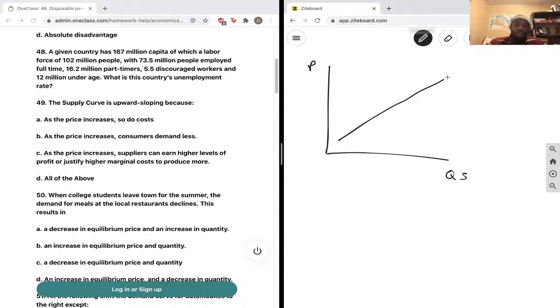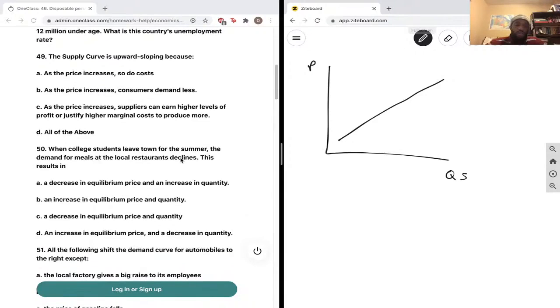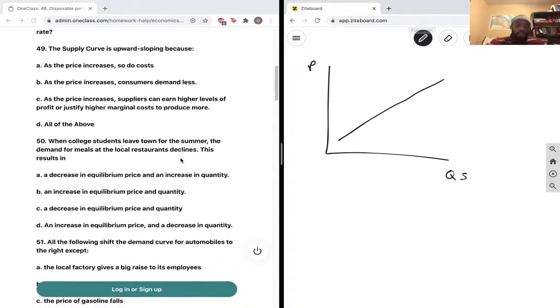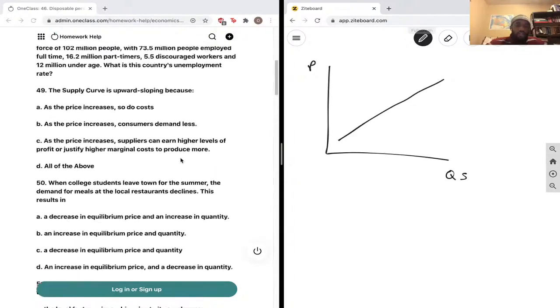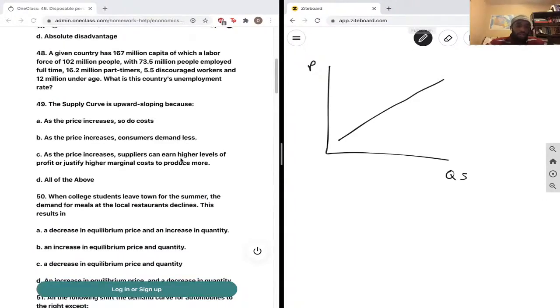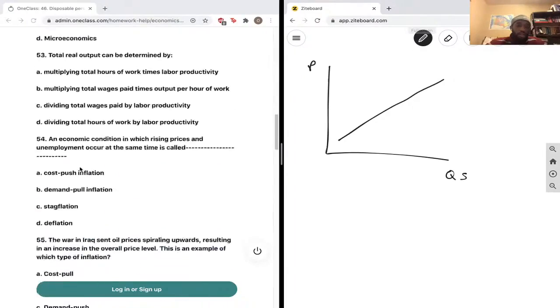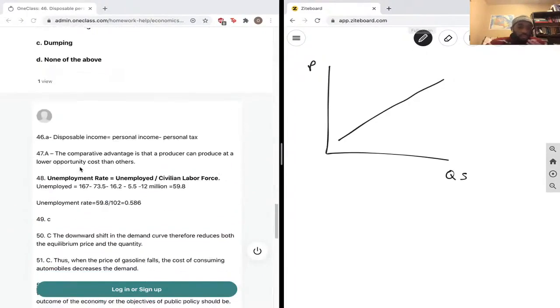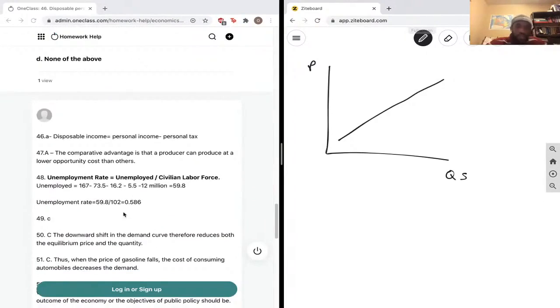Suppliers can earn higher levels, and it justifies a higher marginal cost to produce more. Because you're earning higher levels, it justifies spending more to produce more, because you know it's going to increase your revenue and eventually increase profit. So the answer there should be C. And let's see what our tutor said. He said it's C.